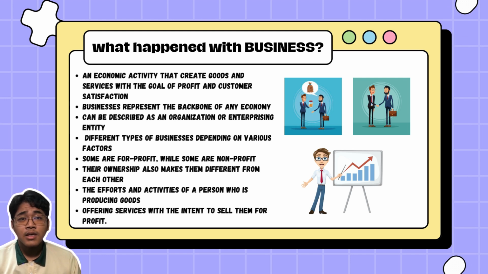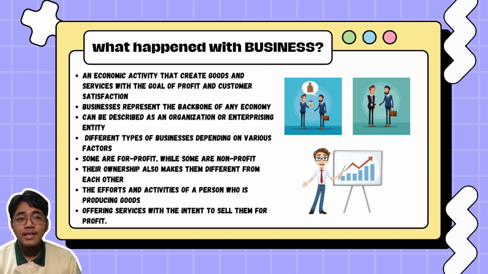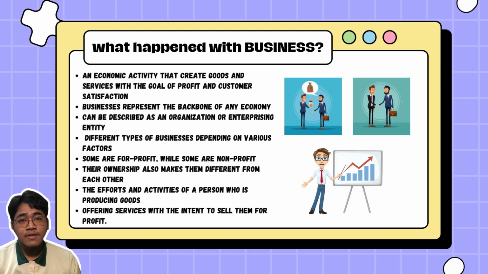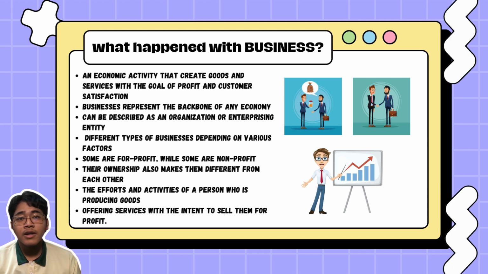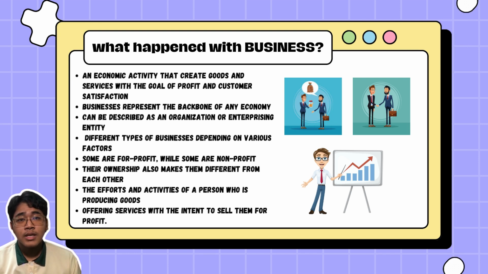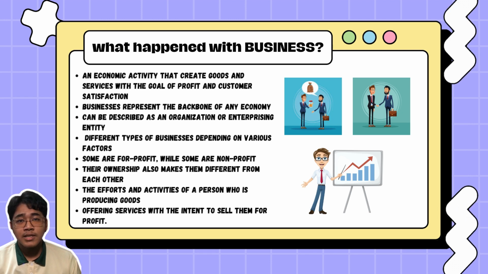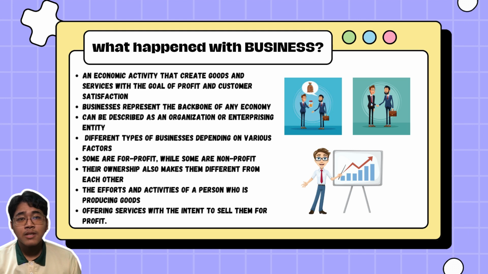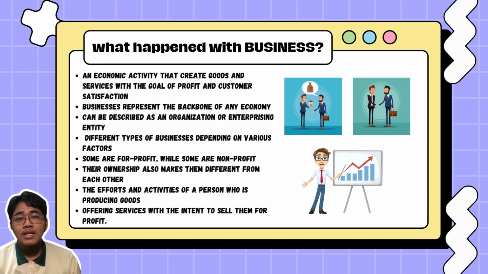A business can also be described as an organization or enterprising entity that engages in professional, commercial, or industrial activities. There can be different types of business depending on various factors. Some are for profit, while some are non-profit. Similarly, their ownership also makes them different from each other. Business is also the efforts and activities of a person who is producing goods or offering services with the intent to sell them for profit.